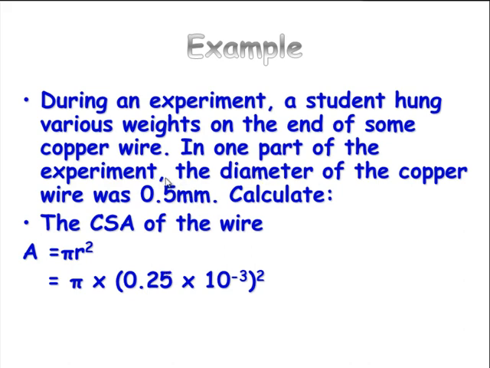Remember that's the diameter. So there's the first trick: watch for diameter, and they will do that a lot. Halve the diameter, then put it into meters. Millimeters to meters is multiplied by 10 to the negative 3, or divide by 1,000, and then square that. We end up with a very small cross-sectional area: 1.963 times 10 to the negative 7, and the units are meters squared.